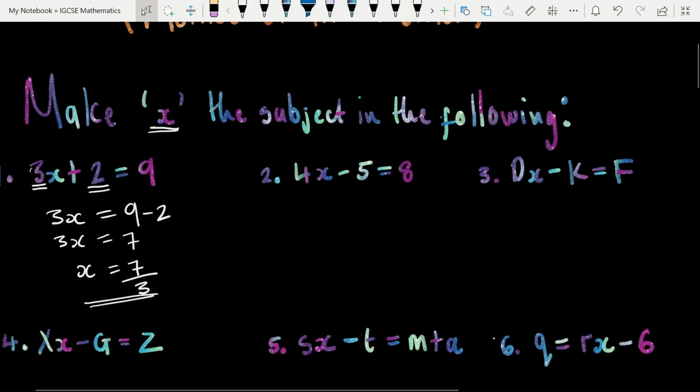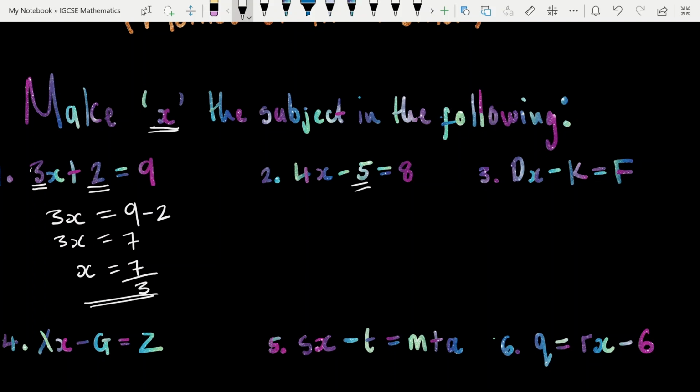Let's go to number 2. 4x, we have a lot, right? But be patient. We'll be able to go through all of them. 4x minus 5 is equal to 8. What do we start with now? It must be getting into your head that we start with 5 because he is further than 4. 4 is right next to x. You don't start with 4. You start with 5. What is 5 doing? 5 is subtracting. If he goes to the other side, what's the opposite of subtracting?